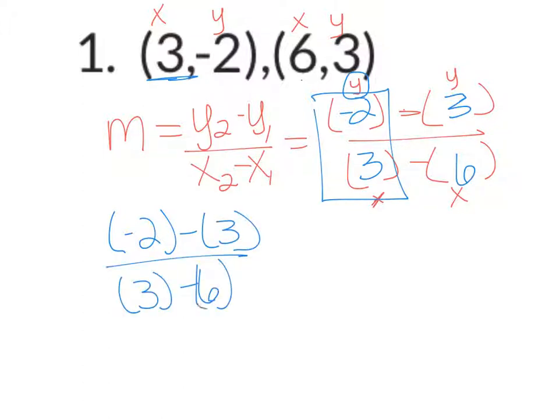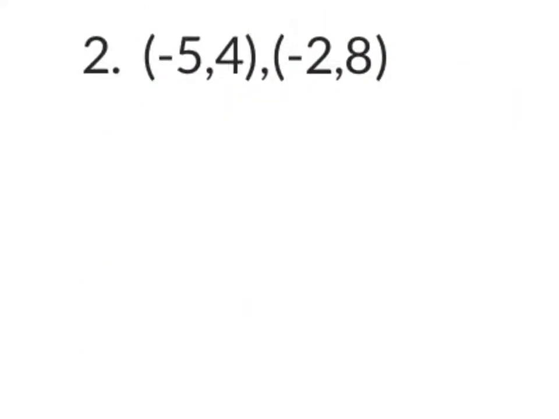All right, and we just subtract. So we have -2 minus 3 is -5. And then 3 minus 6 is -3. Okay, leave it as an improper fraction, but you do need to make sure if you have 2 negatives that the answer becomes positive. So again, we have 2 points here.